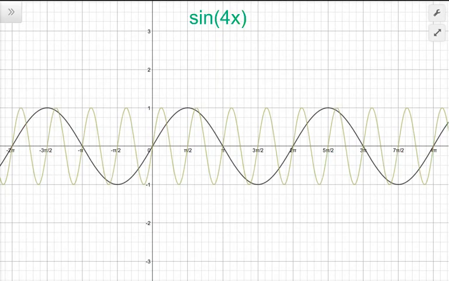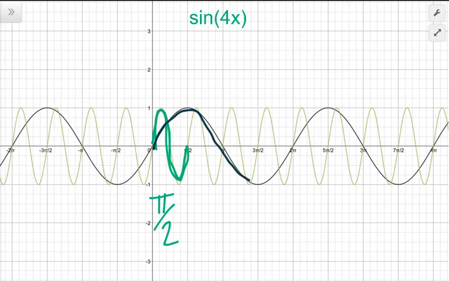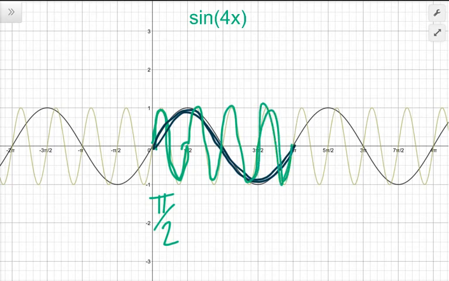So shown in green here is the graph of sine of 4x. So I just want to trace that out and see what the period is. So the period of this green graph here is pi over 2. So once again, the period of our original sine function was 2 pi. So pi over 2 is 1/4 of 2 pi. So that means I can fit 4 repetitions into 2 pi.